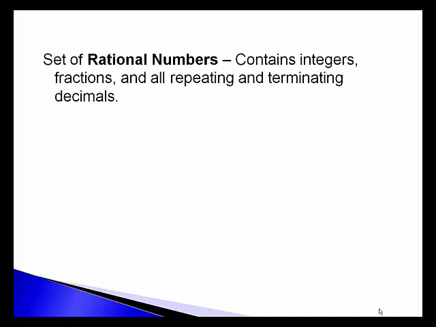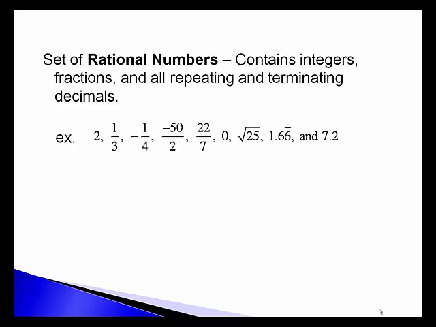Our next set is a set of rational numbers. This one gets a little bit more complicated now. It contains all of the integers that we've just looked at, all fractions, and all repeating and terminating decimals. I can't list all of these for you, but I can give you some examples. So let's look at these examples a little bit more closely.